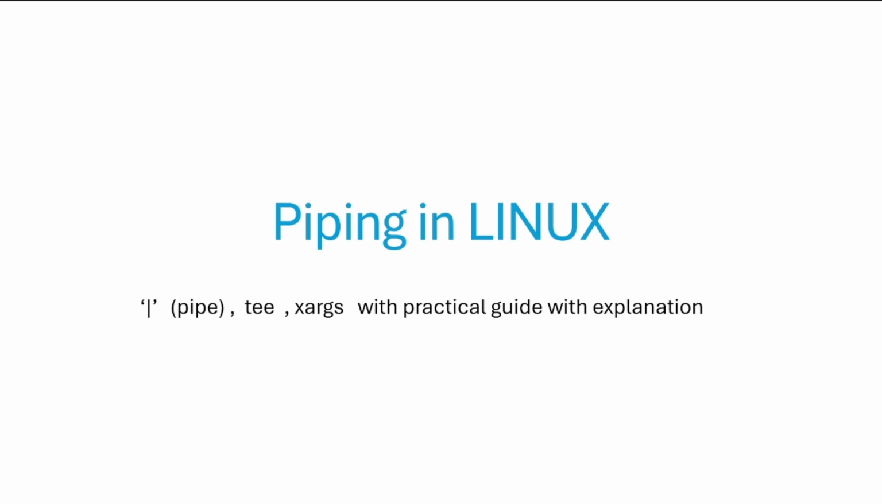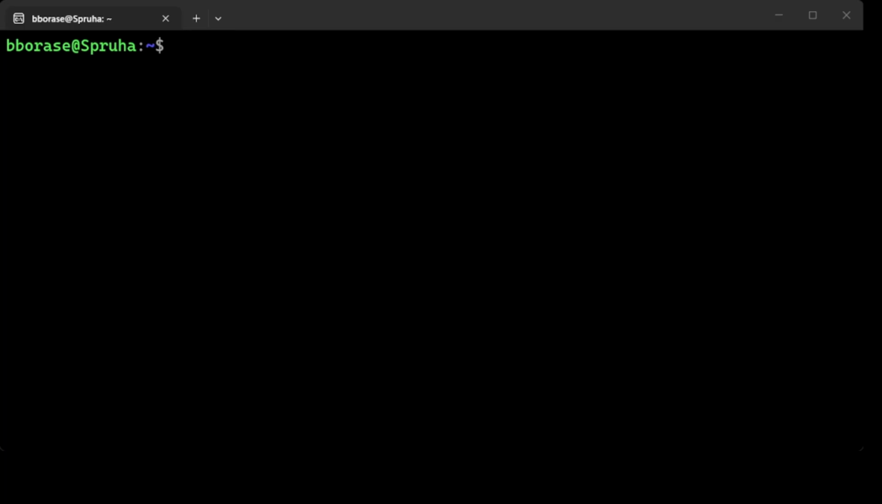Welcome friends. Today we are starting with piping in Linux. Piping consists of three main commands: pipe, tee, xargs. We will go through each command with examples and details. So let's start.